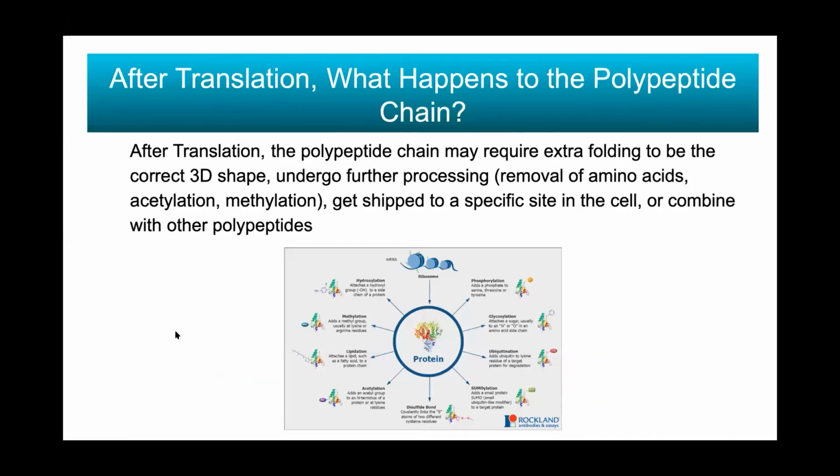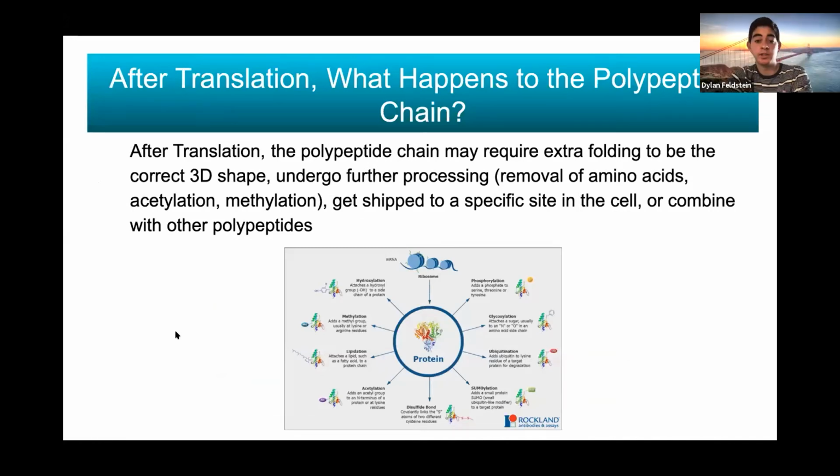So after translation, what happened to the polypeptide chain? After translation, the polypeptide chain may require some extra folding to be corrected into its 3D shape, undergo further processing such as the removal of amino acids, acetylation, methylation, or get shipped to a specific site in the cell, or even combined with other polypeptides. So essentially, with acetylation, you may be wondering what that actually means.